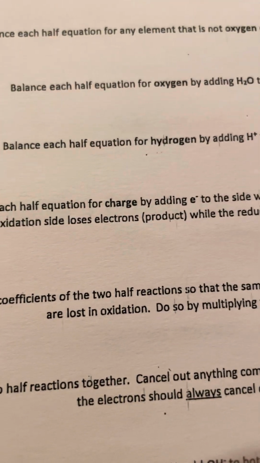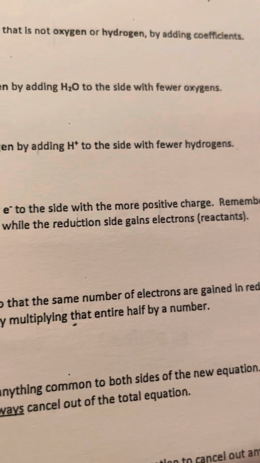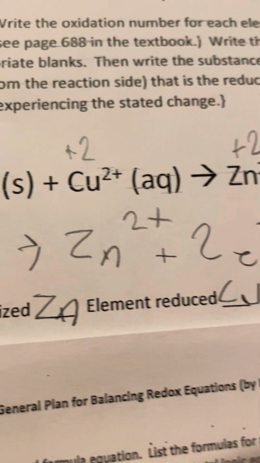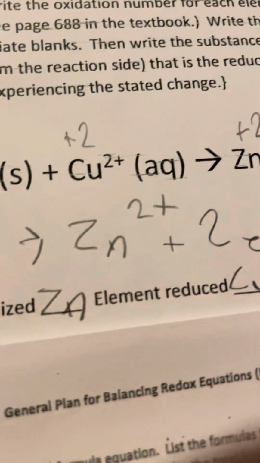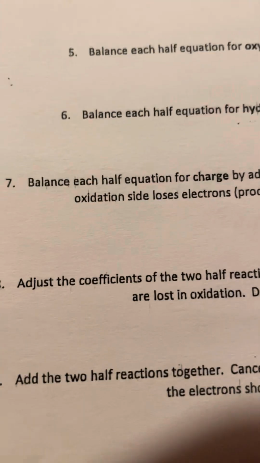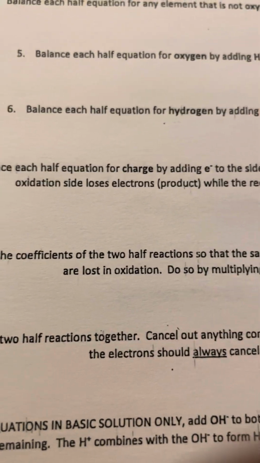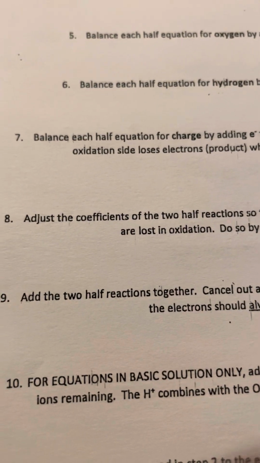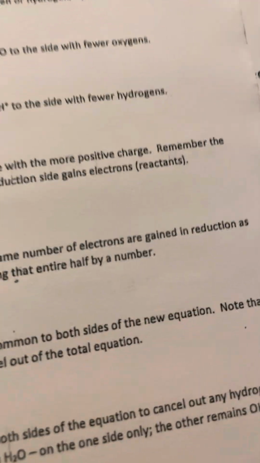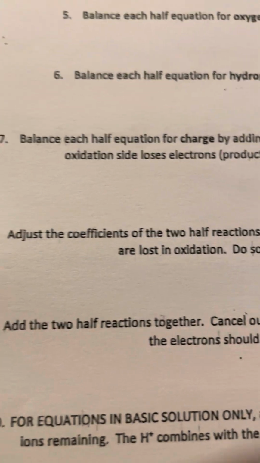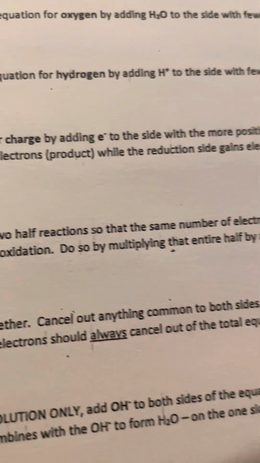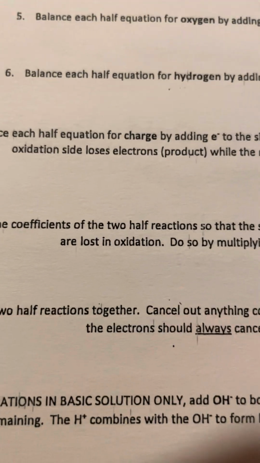Balance each half equation for charge by adding e minus to the side with more positive charge. We did that on both of these, the one with more positive charge. Remember, oxidation loses electrons, so it should be in the product. And reduction gains electrons, so it'll be a reactant. Adjust the coefficients of the 2 half reactions so that the same number of electrons are gained in reduction as lost in oxidation. 2 electrons, 2 electrons.